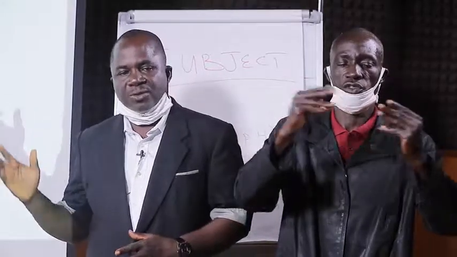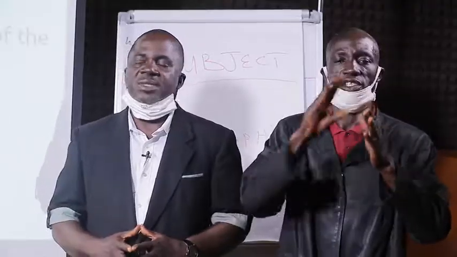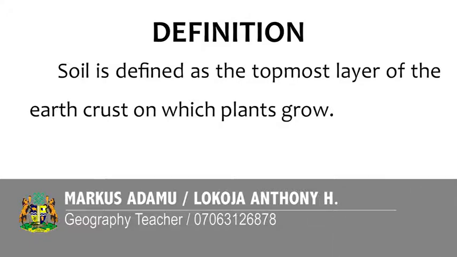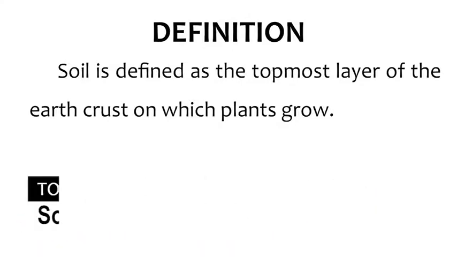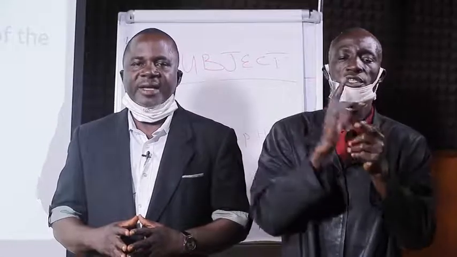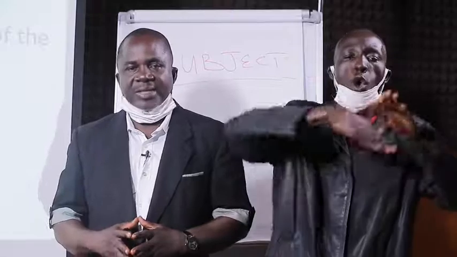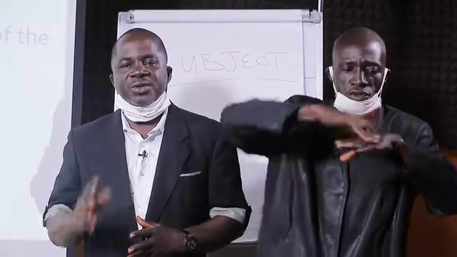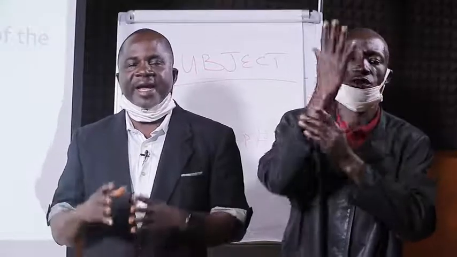Now, let's look at what then is soil. Soil simply refers to the topmost layer of the earth crust on which plants grow. You can also define soil as the uppermost layer of the earth's surface on which plants grow and derive their nutrients.